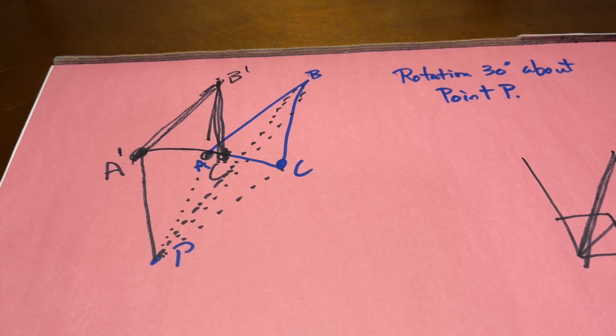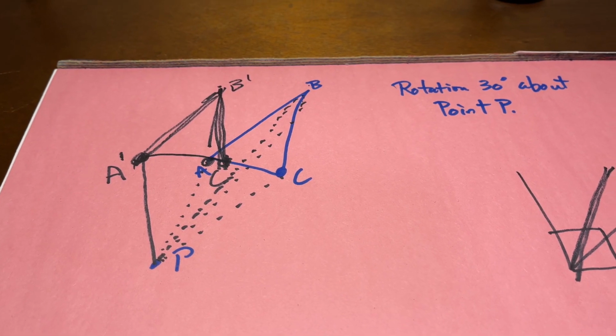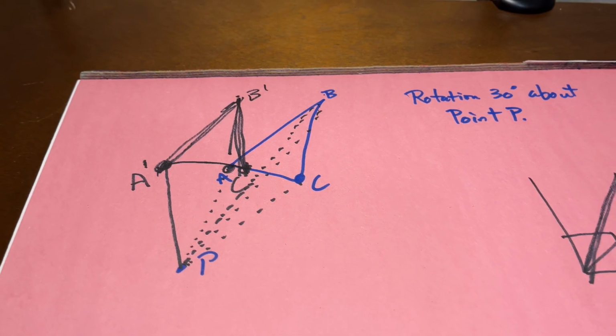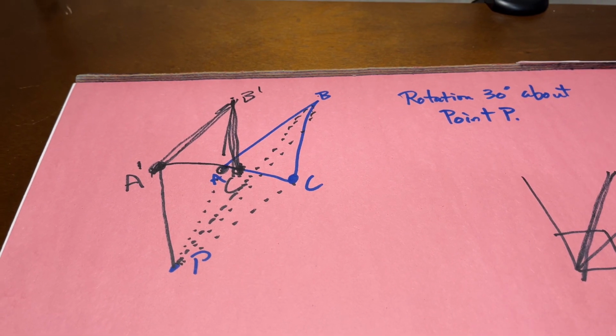So some of the problems in the book just ask you to do an approximation. There's no grid or anything. They don't even tell you what the ordered pairs are for point P, and that's what you would do on those problems.